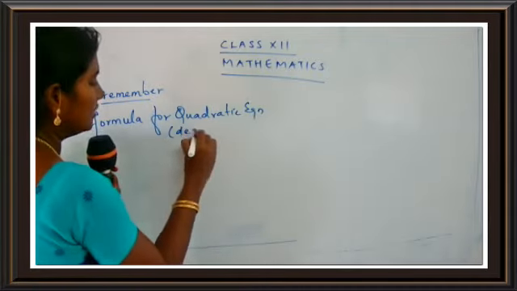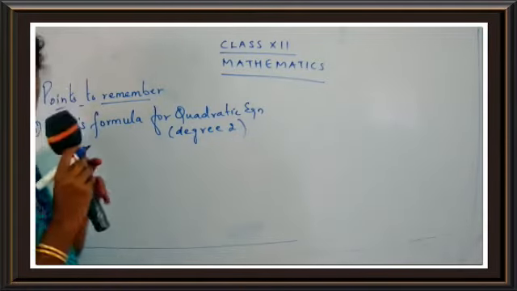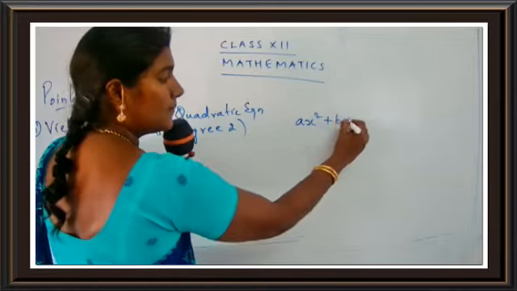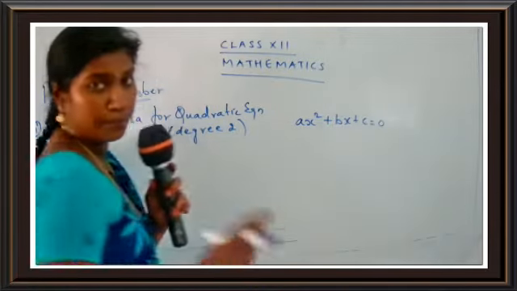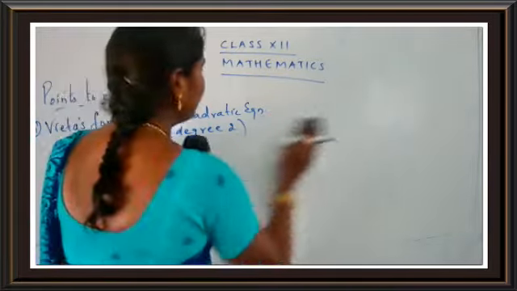You know that the degree of a quadratic equation is 2. You know the form of a quadratic equation. What is the form of a quadratic equation? ax square plus bx plus c is equal to 0. Remember this form, okay children? So we are just going to see how we get the formula for a quadratic equation, that is Vieta's formula for quadratic equation. Okay, let's start with the work. Have you taken down the heading, children? Now let's start with the work here.